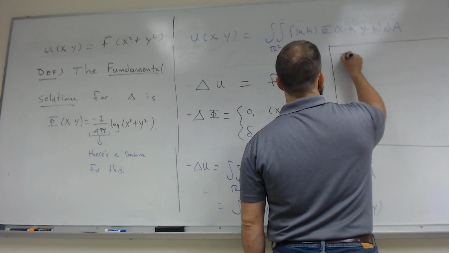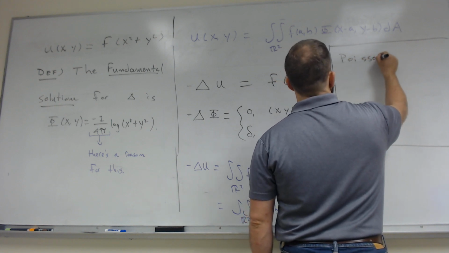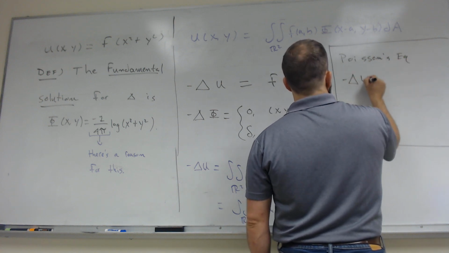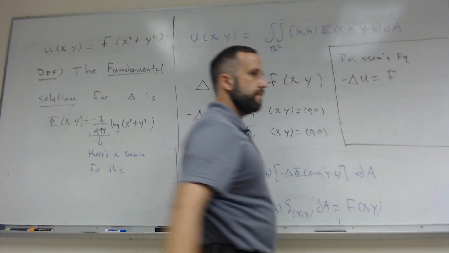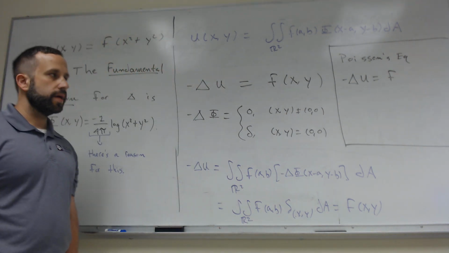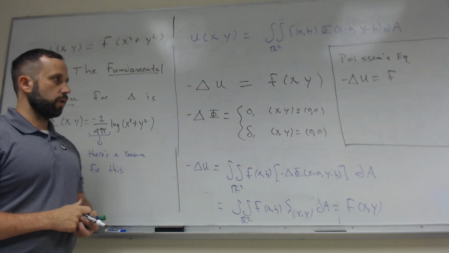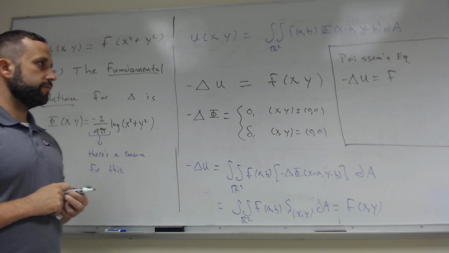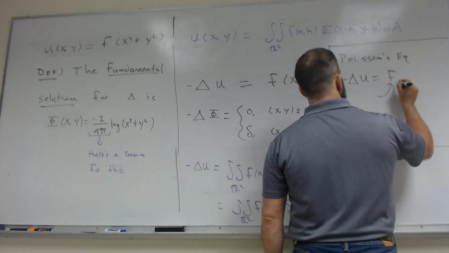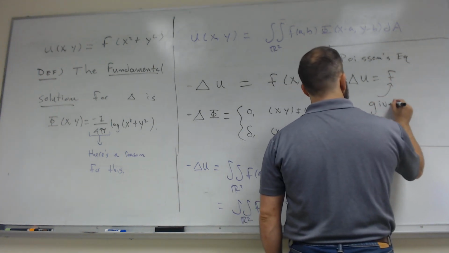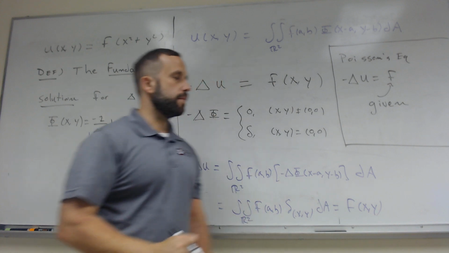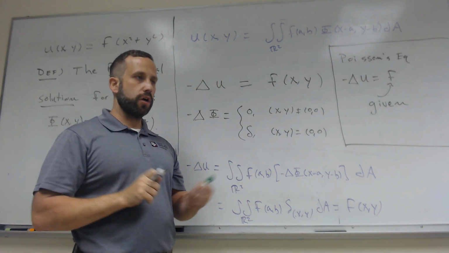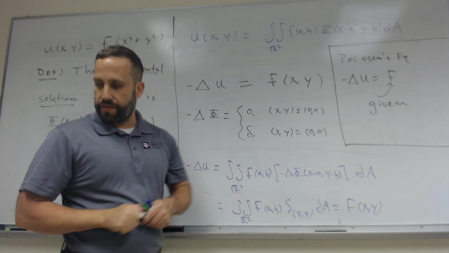But Poisson's equation is minus Laplacian of u is equal to f, or some people just write it as Laplacian of u is equal to f. But this is Poisson's equation, where we're doing the Laplacian of u is not equal to 0, it's equal to some prescribed f. So f is given here. And you can also talk about Poisson's equation on a domain and Dirichlet problems and Neumann problems and things like that.